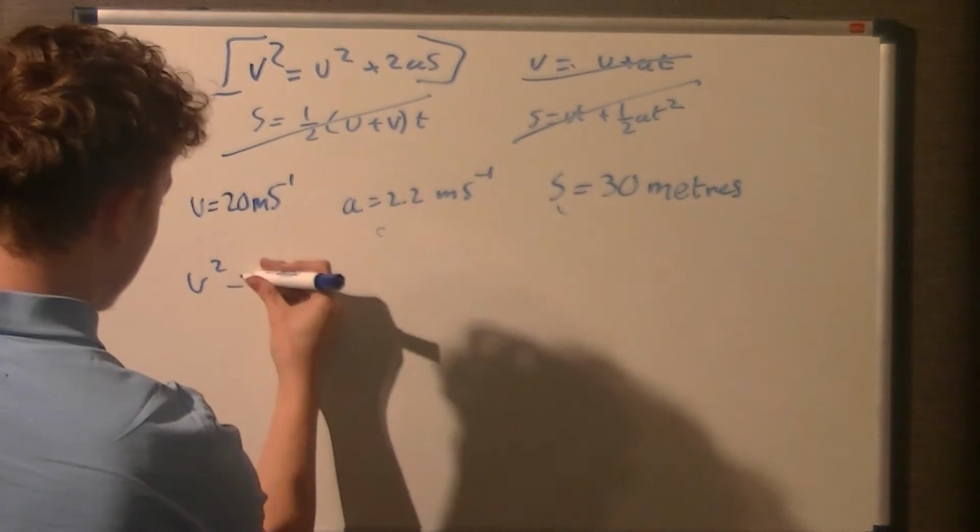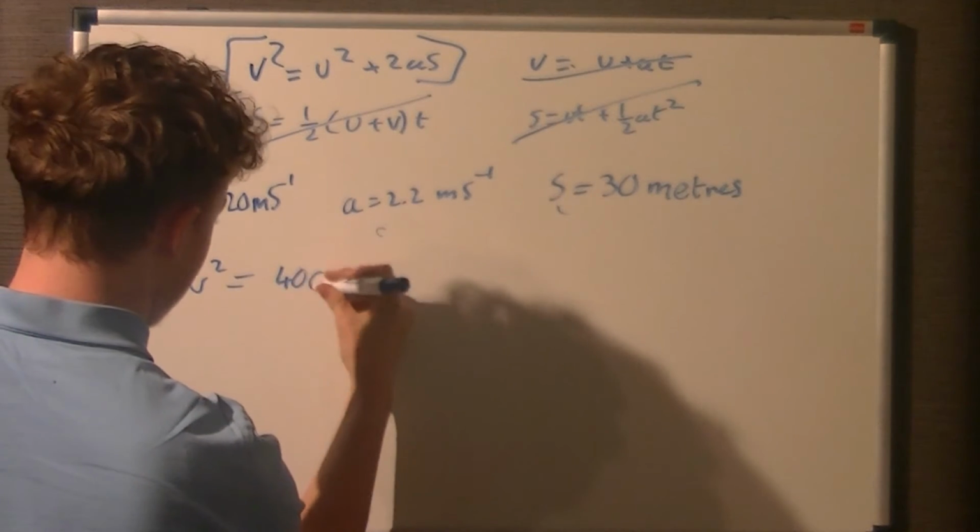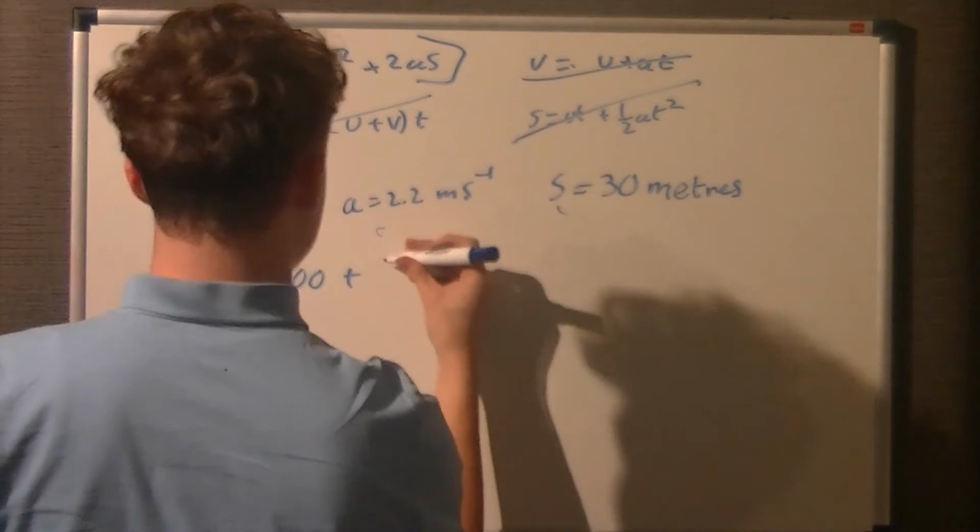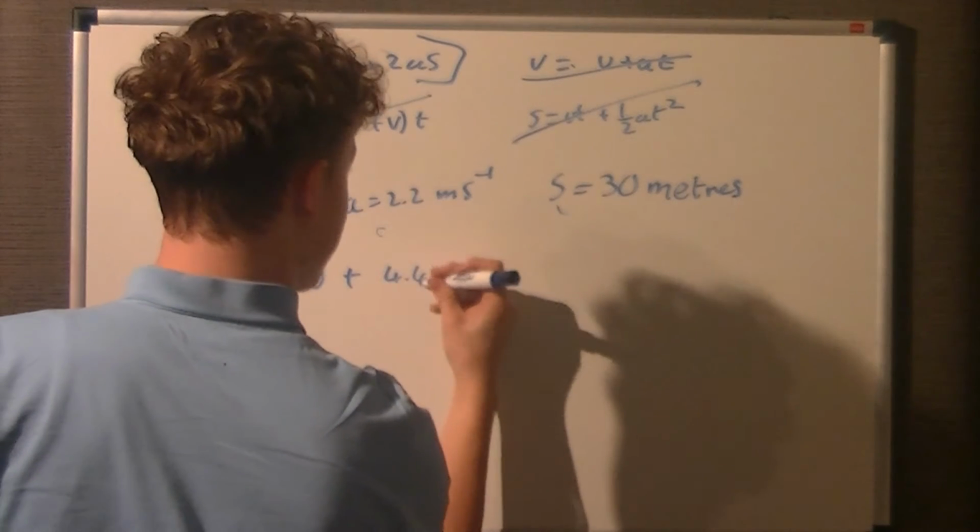V squared equals 20 squared, which is 400, plus 2 times 2.2, which is 4.4, times 30.